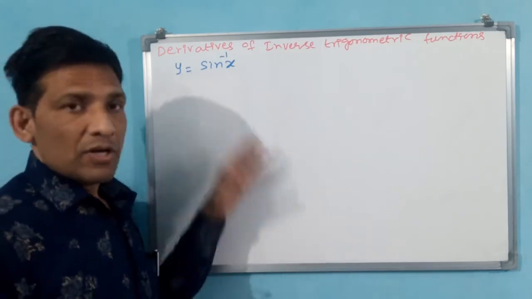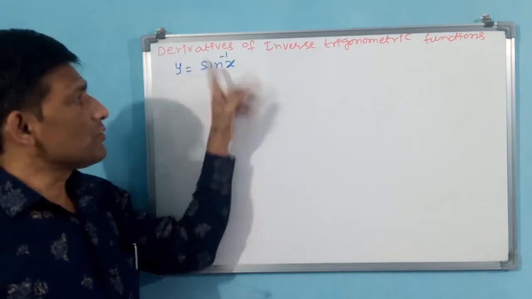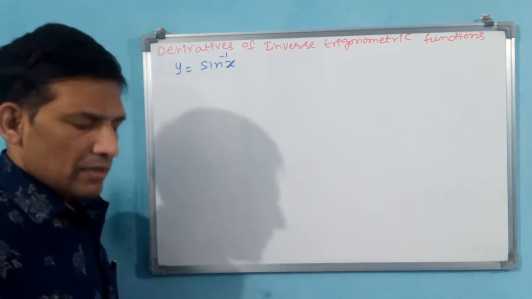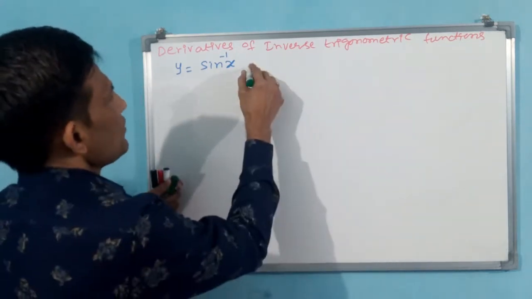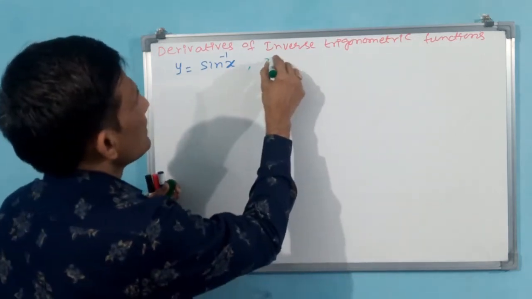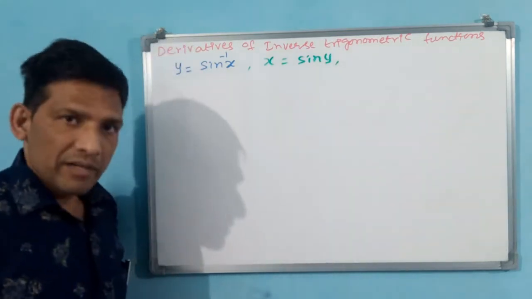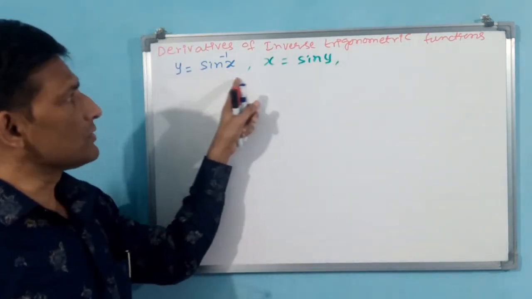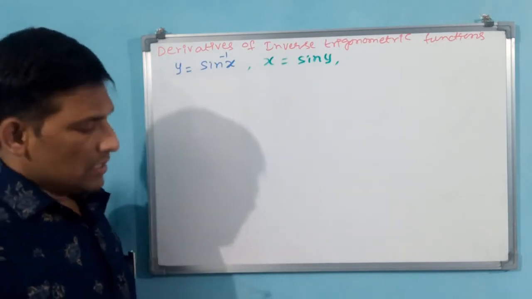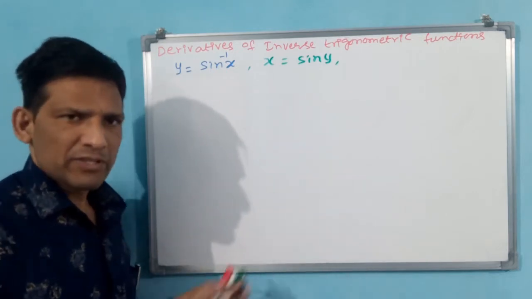Okay, see what I am doing now. Derivatives of inverse trigonometric functions. y is equal to sin inverse x. See how I am finding the derivative of an inverse trigonometric function. You see, y is equal to sin inverse x means, shall I write x is equal to sin y? Definitely I can write. Because y is equal to sin inverse x, x is equal to sin y. Now I am taking the derivative on both sides. This is like an implicit function only.